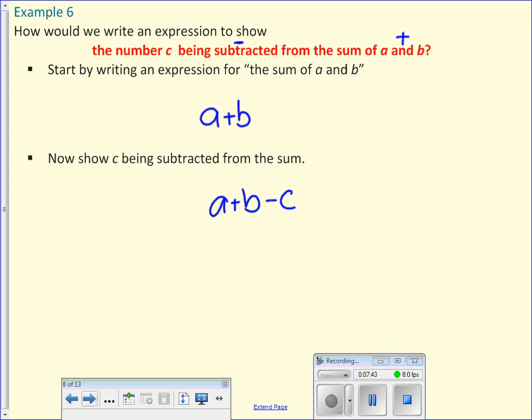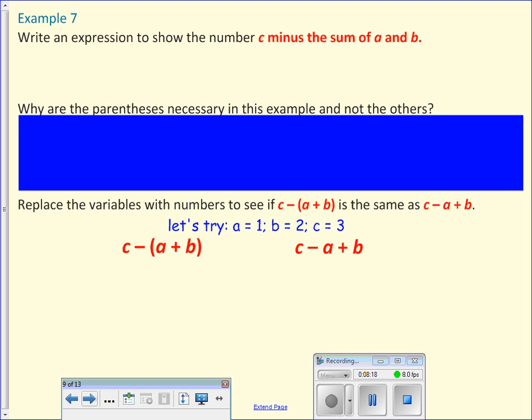Do I need parentheses? Would that change the answer? Why not? It wouldn't change the answer. Why? Order of operations tells me to add first anyway. So I would add before I subtracted because of my order of operation rules. So I don't have to subtract because of order of operation rules. I don't need parentheses. But now let's look at example 7.